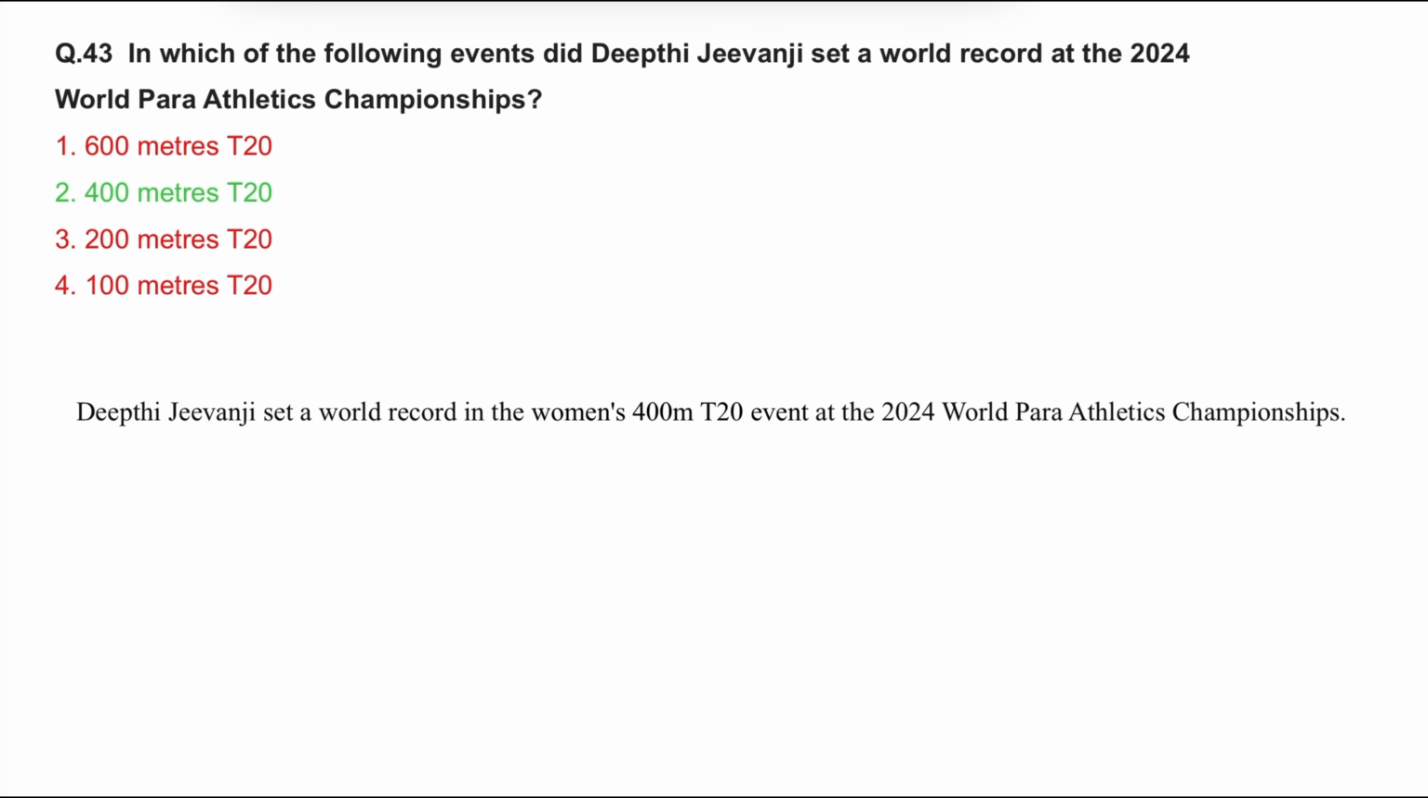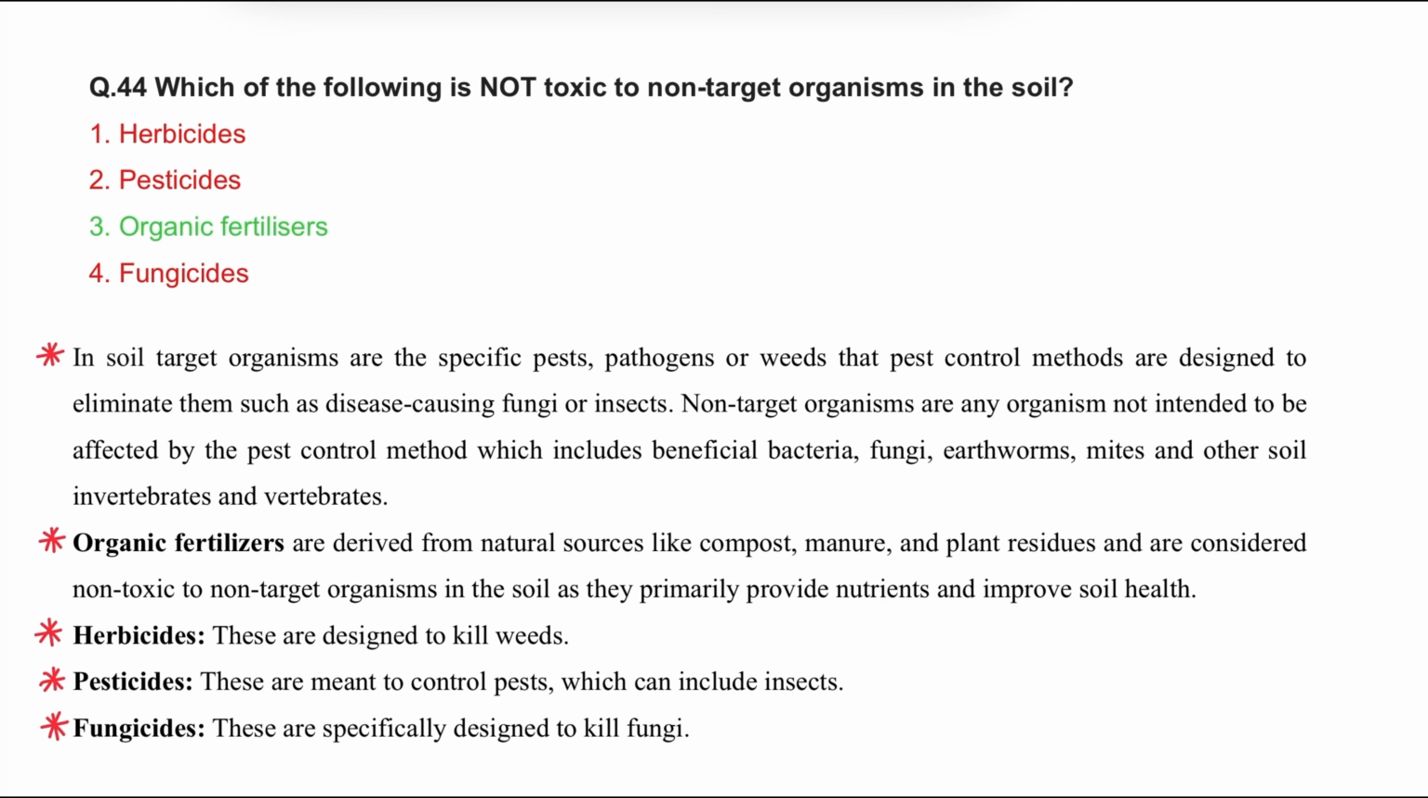Question number 43. In which of the following events did Deepthi Jeevanji set a world record at the 2024 World Para Athletics Championships? Deepthi Jeevanji set a world record in the women's 400 meter T20 event at the 2024 World Para Athletics Championships. 400 meters T20. Question number 44. Which of the following is not toxic to non-target organisms in the soil?